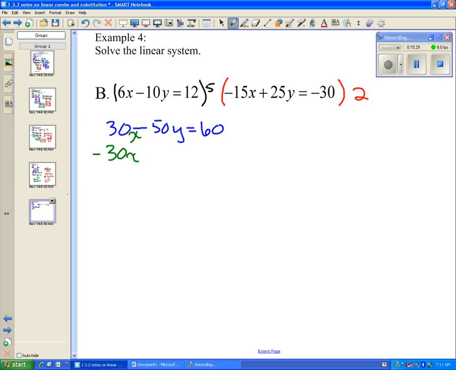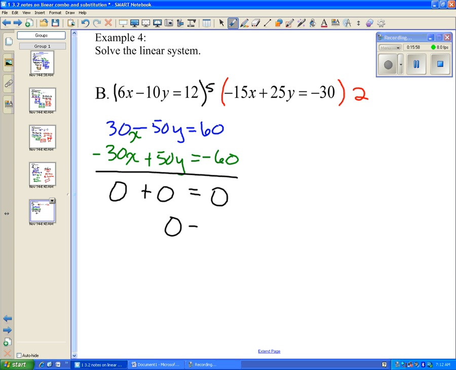That's an x up there, and that's an x here. 2 times 25 is a positive 50y. 2 times negative 30 is negative 60. Again, if I do linear combination on this, 30x minus 30x is 0. My x's canceled out the way I wanted to, but I also am canceling out my y's. Negative 50y plus 50y is 0. But here, 60 minus 60 is 0. So I get the equation 0 is equal to 0. That's a true statement.